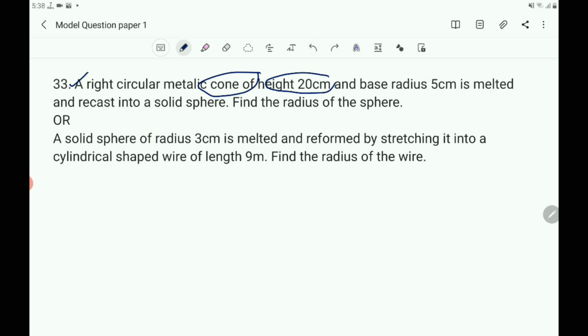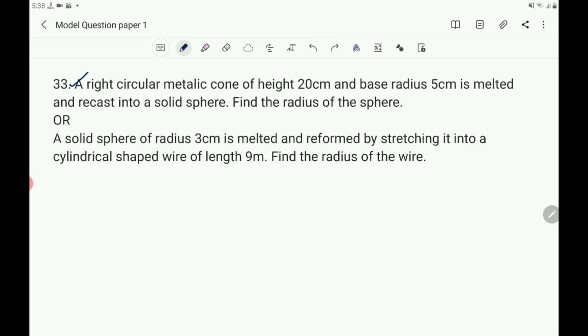You know that when one solid is melted and recast to another solid, there is no change in the volume. Volume will not change. Therefore, first you get the volume of the cone, that becomes the volume of the sphere. And by using that volume, find the radius of the sphere. If you get the volume of the sphere, then you will get the radius of the sphere.